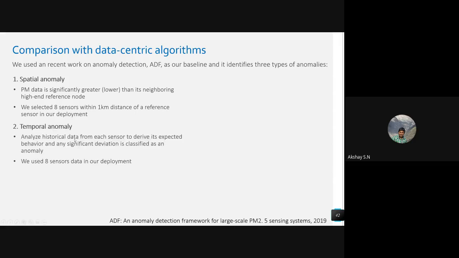Temporal anomaly means that for the same device, if the data is significantly varying compared to yesterday, then I detect it as a temporal anomaly, as an example.